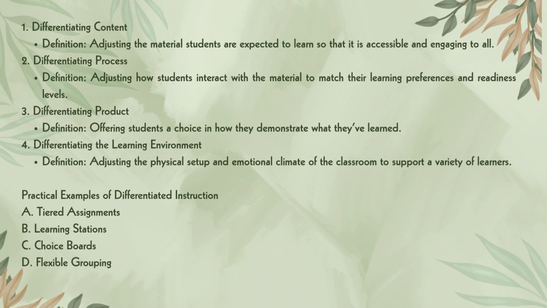So for differentiated content, adjusting the material students are expected to learn so that it is accessible and engaging to all. Differentiated process: adjusting how students interact with the material to match their learning preferences and readiness levels. Differentiated product, offering students a choice in how they demonstrate what they've learned. Differentiating the learning environment, adjusting the physical setup and emotional climate of the classroom to support a variety of learners.